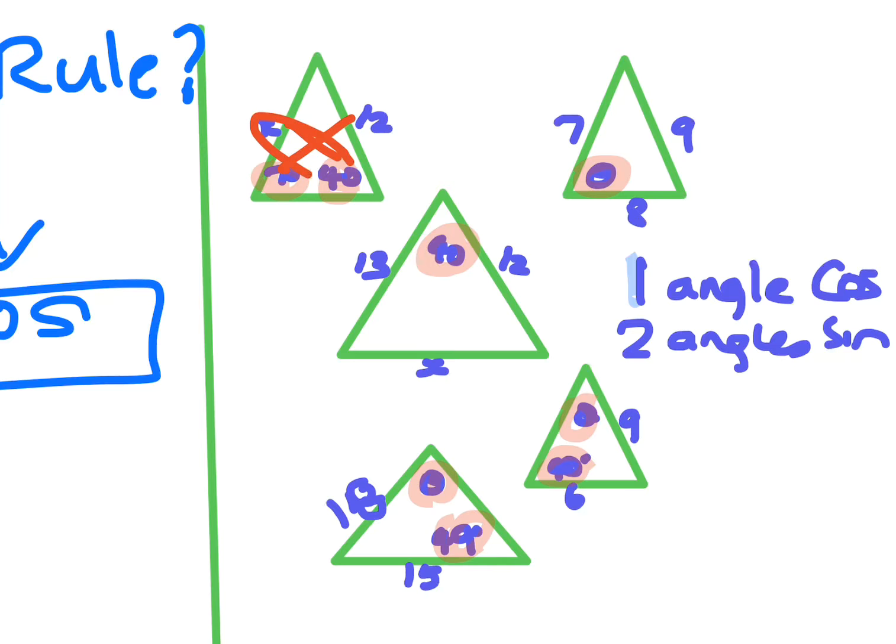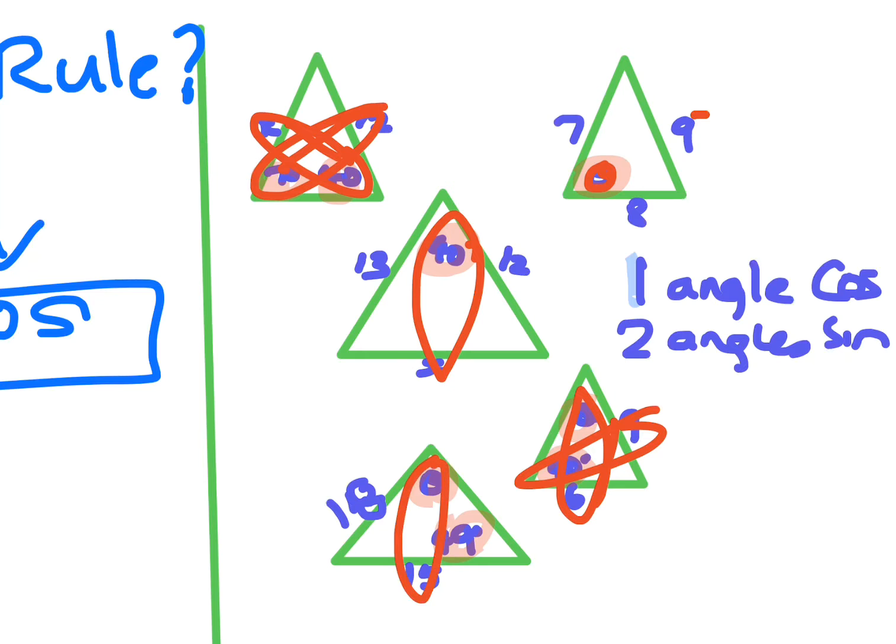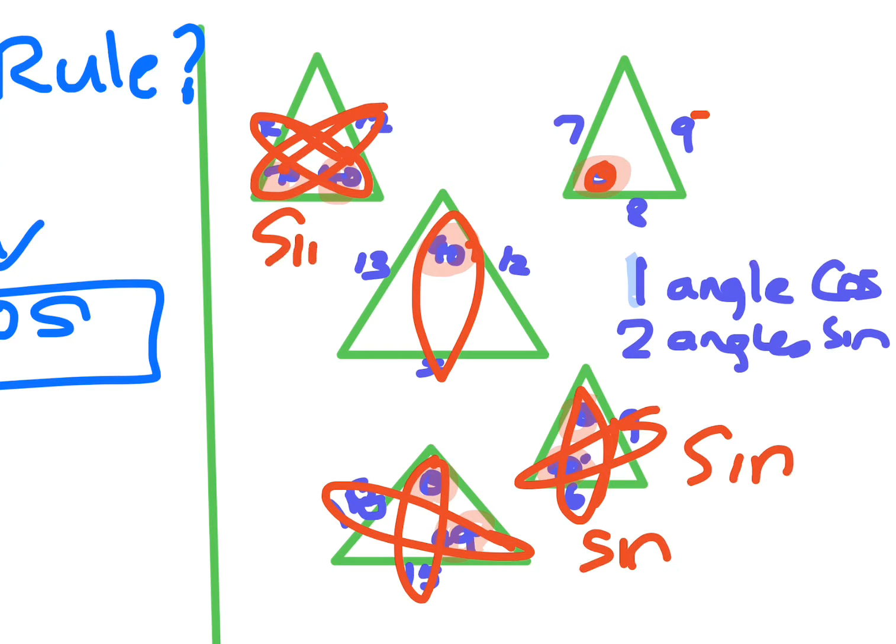So if you can draw surfboards, if you look at this one, you can do it that way, but you can't do it the other way. Neither can you with that one because it's got one angle. In order for you to do them, you need two angles, and they're opposite the sides. So these ones here are sine rules. And this one here has one angle, so it would be cos.